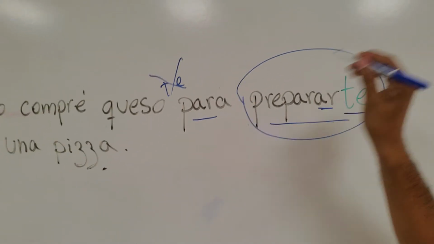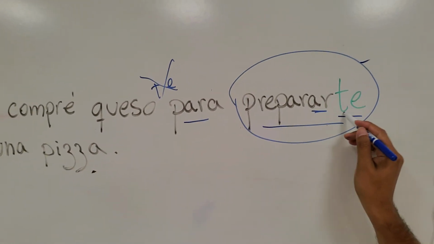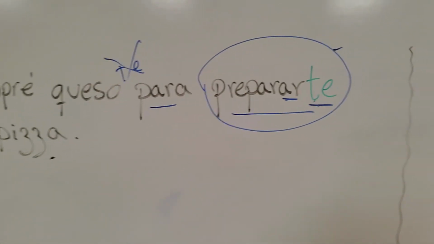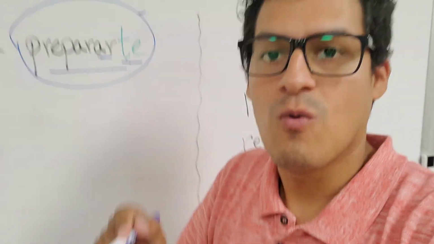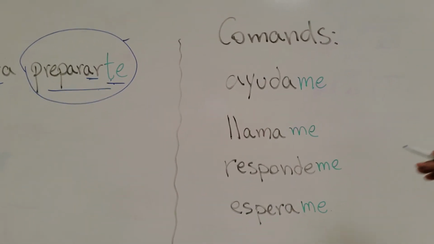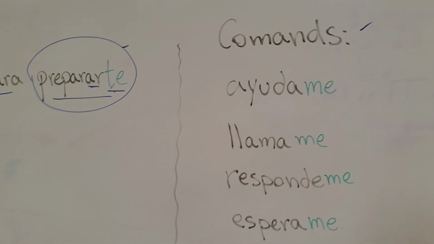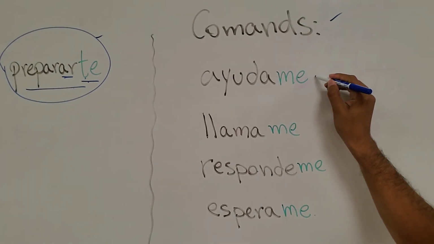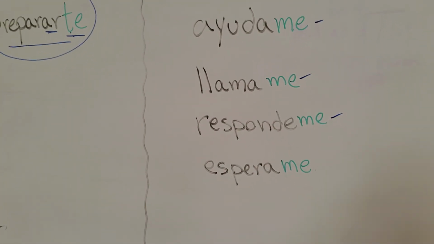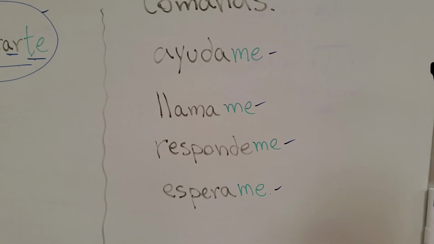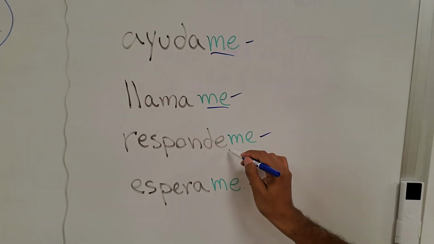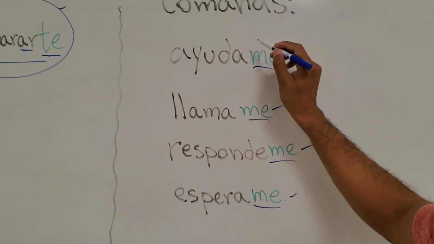We can't do anything else here, okay? Because we only have one rule. When the verb is in infinitive, we place the pronoun after. We don't have another verb to put the pronoun before it, okay? So we can also place a pronoun after the verb when we are using commands, for example, ayúdame, llámame, respóndeme, espérame. Okay? We don't need me only. We can use any pronoun.